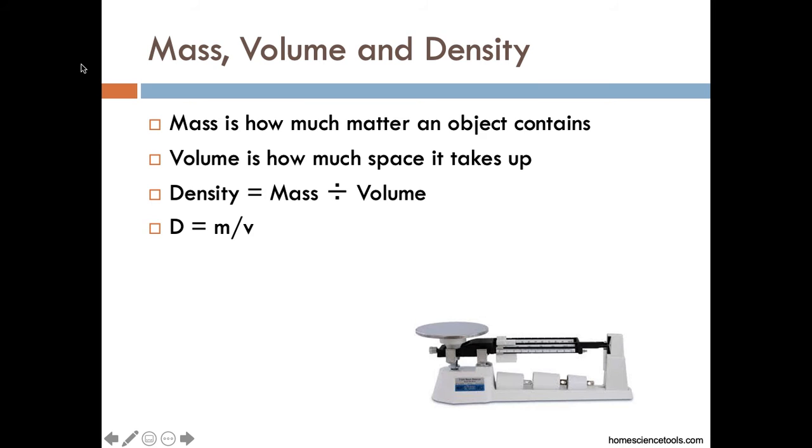Mass, volume, and density. Mass is how much matter an object contains. Volume is how much space it takes up. And density equals mass divided by volume, or D equals M over V.